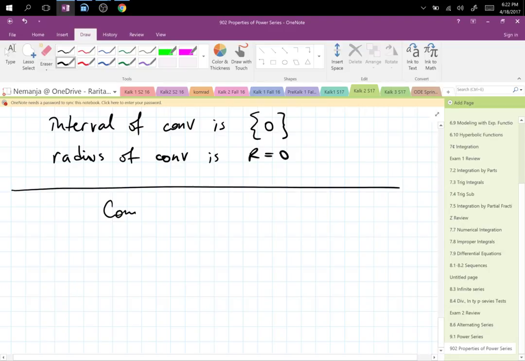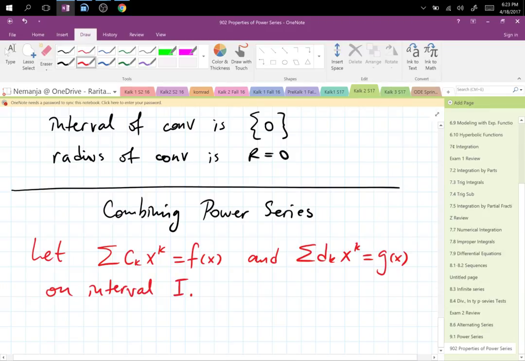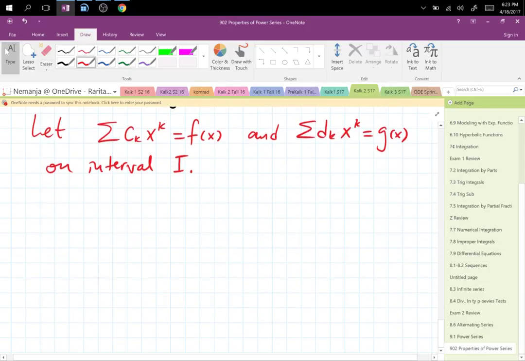Combining power series. So let's say, let the power series sum of ck x to the k converge to f of x, and the power series sum of dk x to the k converge to some g of x on interval I. So let's say that's the setup. So number one, sum and difference.